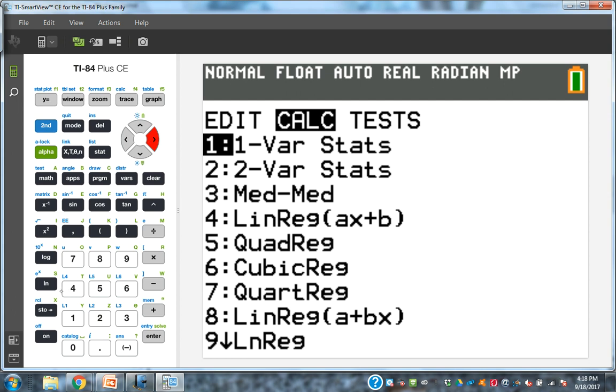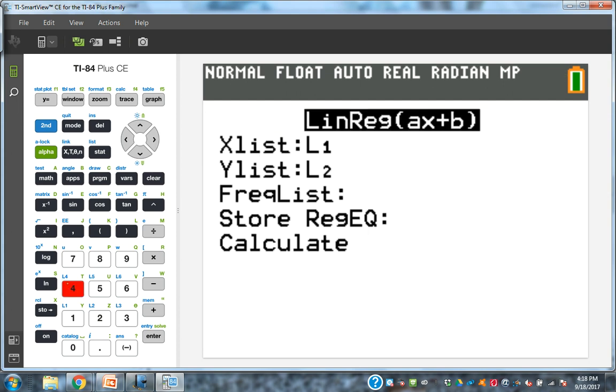If you're using an 83, I'm not 100% sure that it's number 4. It's been a while since I used an 83 in hand. Sometimes they're in a different order depending on what operating system. It may be number 4. Either way, you're looking for LinReg. Pick that. Everything should be set the right way. If it's not, set it there this time, and you won't have to reset it again. Okay, so List 1, List 2. I'm going to hit Calculate.